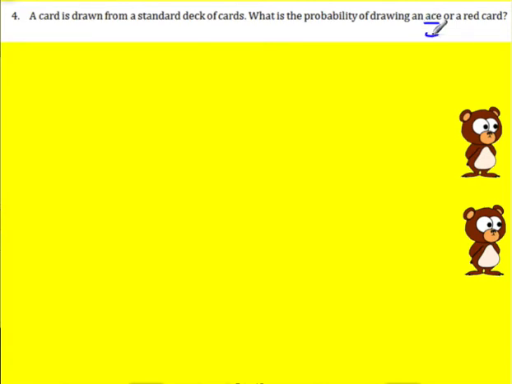Well, there's 4 aces in a deck, and there's 52 cards. So there's 4 out of 52 that are an ace. Then we want to find the probability that it is a red card. Well, a red card is half of the deck, so that's 26 out of the 52. So plus 26 out of 52.